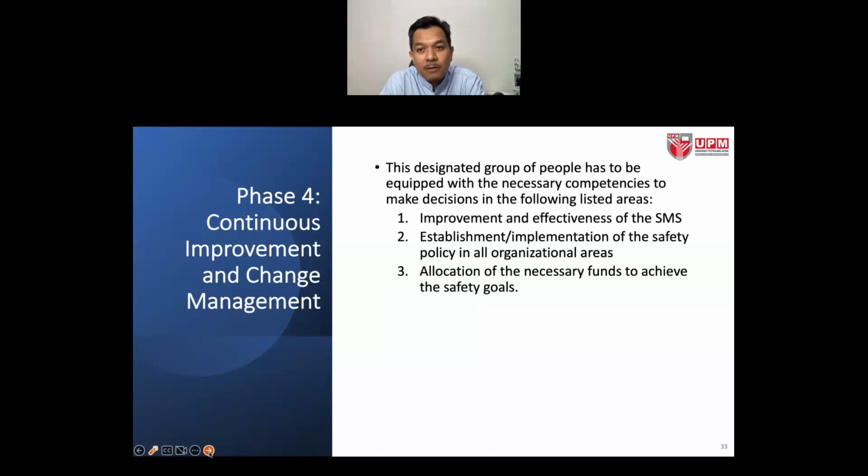The designated group of people has to be equipped with the necessary competency to make decisions in the following listed areas. So what do we want basically? The risk management team needs to make improvement and effectiveness of the SMS, safety management system. They also have to establish and implement the safety policy in all organizational areas, and then allocate the necessary funds to achieve the safety goals.